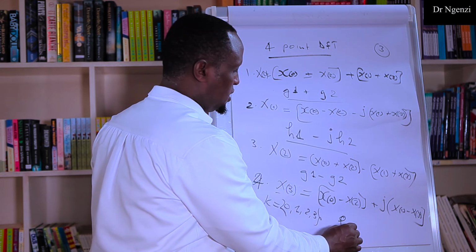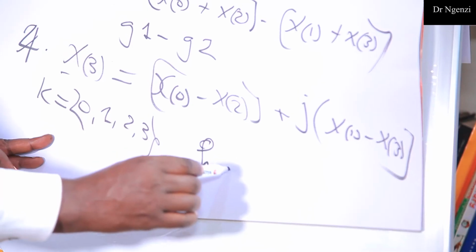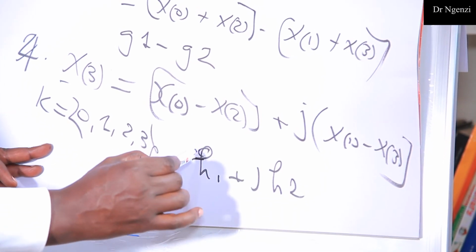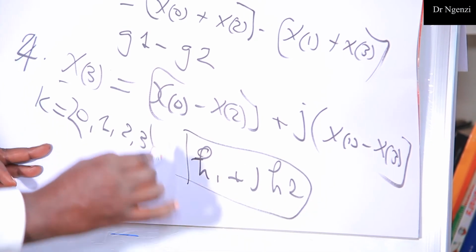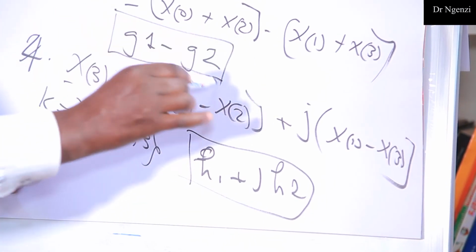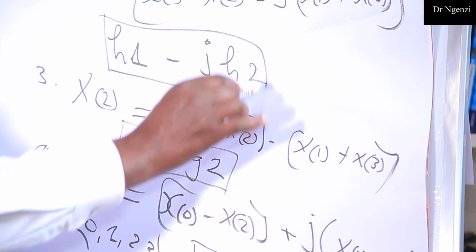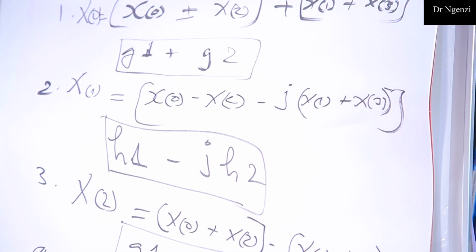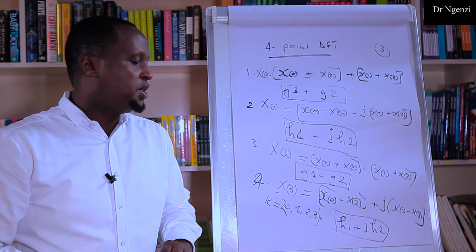And this case is going to be the function h1 plus j h2. So this is going to be the function in each case. So this is the easiest way.